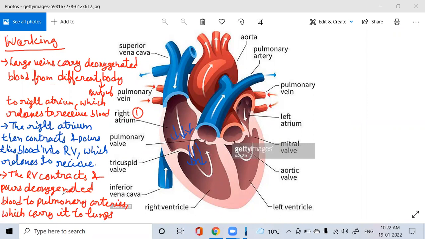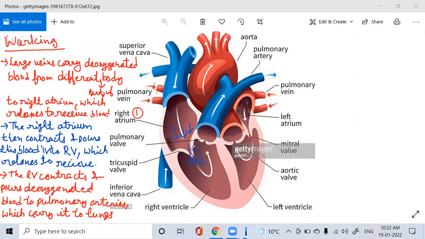I'm repeating it again. So first of all, what will happen? First of all, the large veins will be collecting this deoxygenated blood from different parts of the body and pouring it, right, to the right atrium. When the right atrium receives this blood, it will relax. Then after collecting the blood, it will start contracting and pour down the deoxygenated blood, which it has received from the large veins.